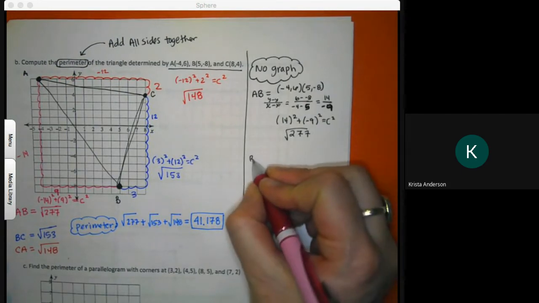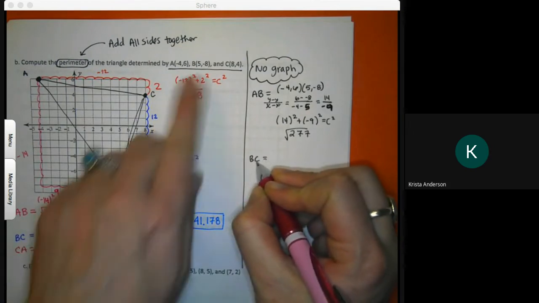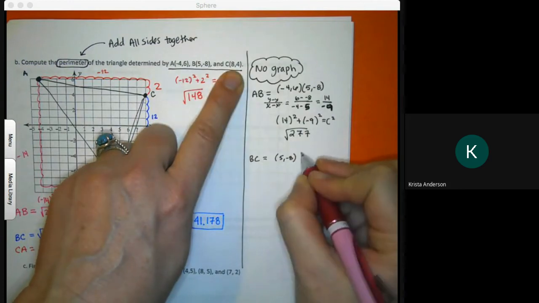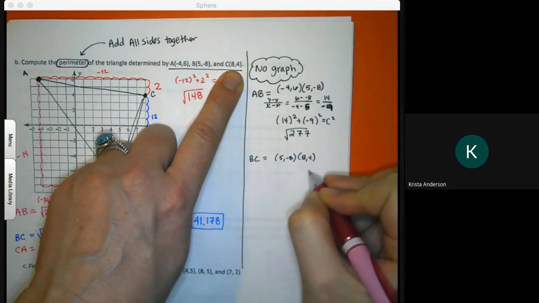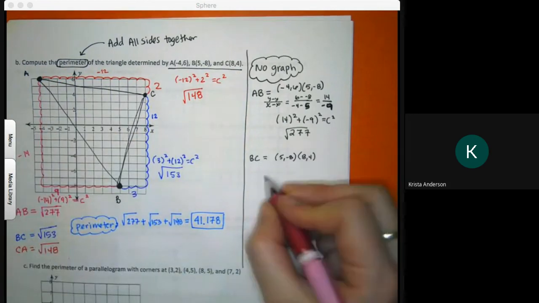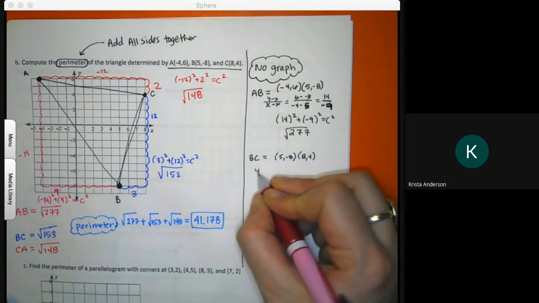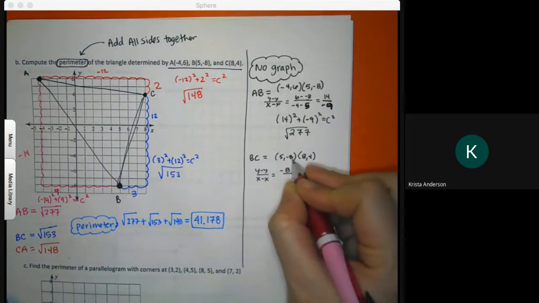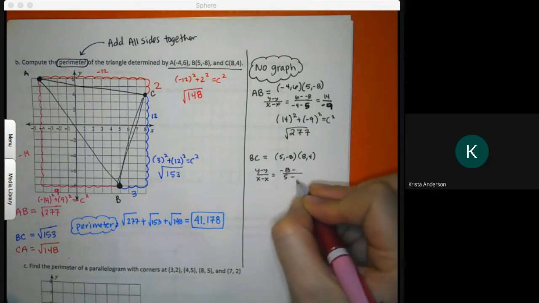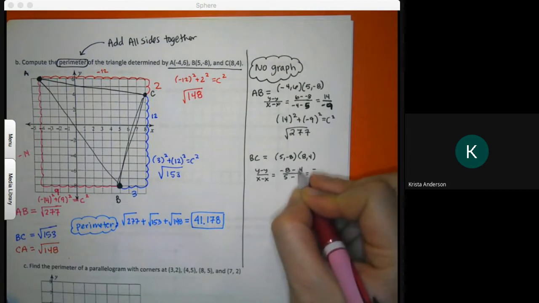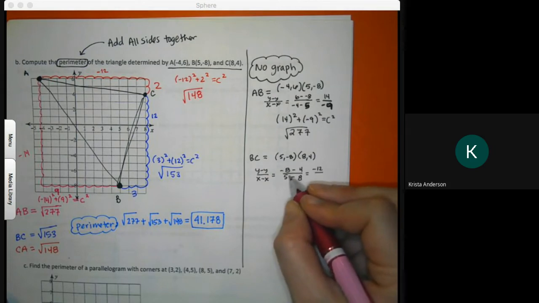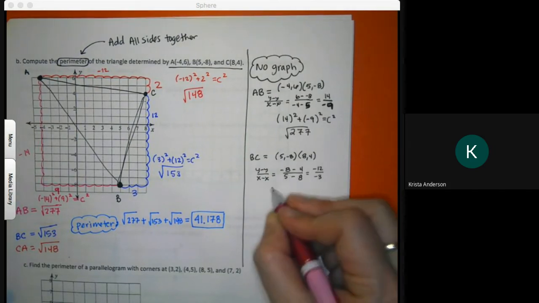Then I would do B to C, which means I would use this point and 8, 4. I would use these 2 points. I would find the slope. -8 over 5, minus signs, 4 over 8, -12 over 5 minus 8, 8. That's -3.